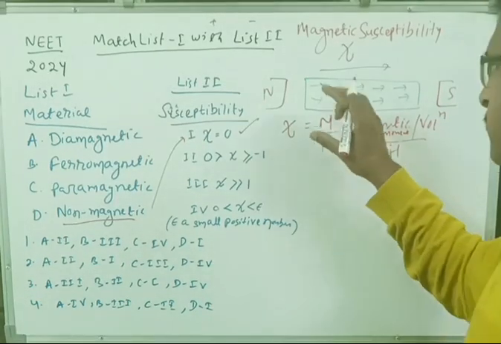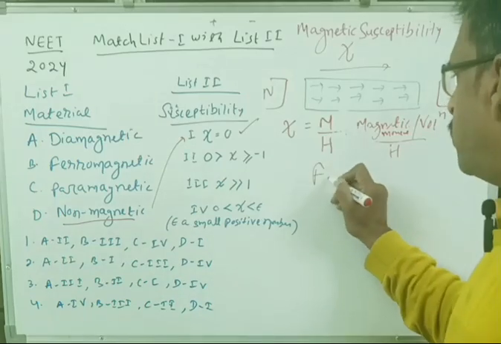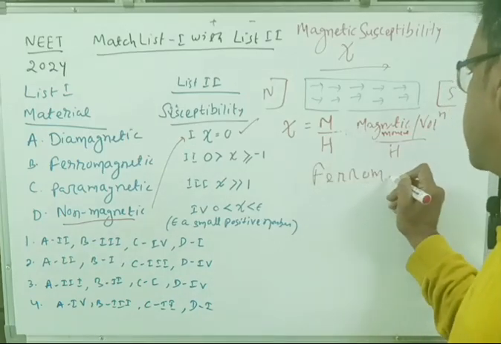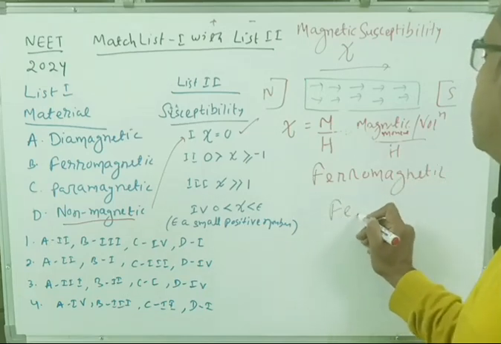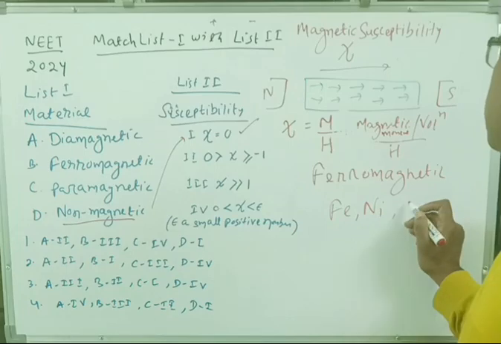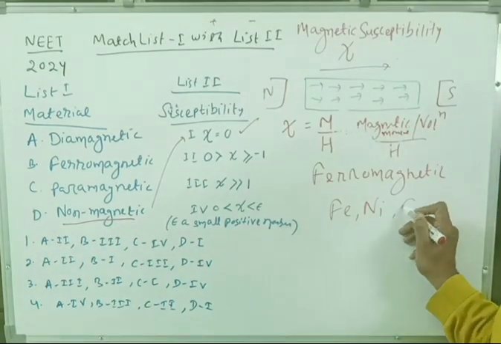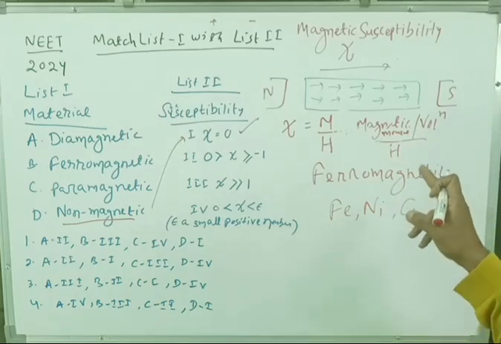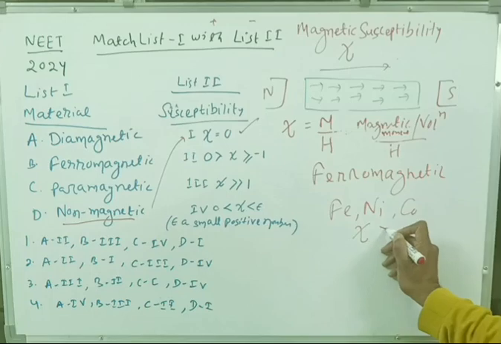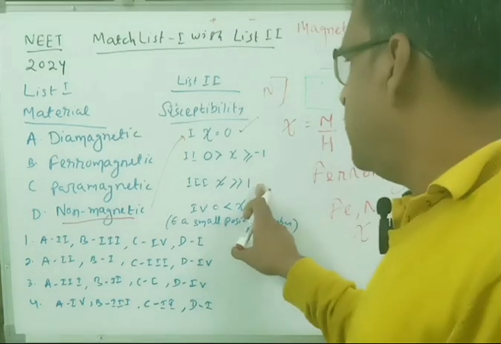If this is the behavior of the material, it is called ferromagnetic. Students, we have studied the ferromagnetic materials: iron, nickel, and cobalt. These are ferromagnetic substances, and for them chi is greater than 1. This is ferromagnetic.